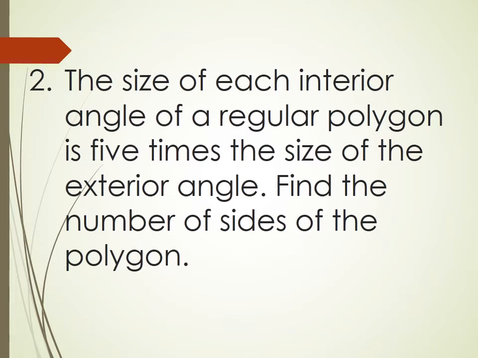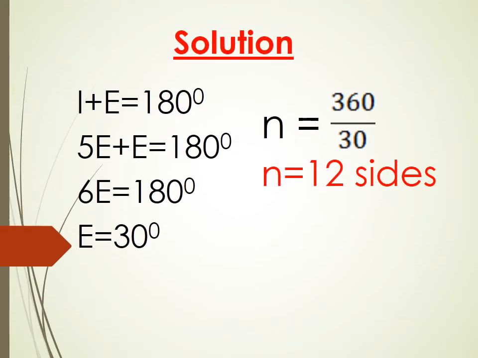Question 2. The size of each interior angle of a regular polygon is 5 times the size of the exterior angle. Find the number of sides of the polygon. Solution: I plus E is 180 degrees, 5E plus E is 180 degrees, 6E is 180 degrees, E is 30 degrees. Then N is 360 over 30, and N gives us 12 sides.